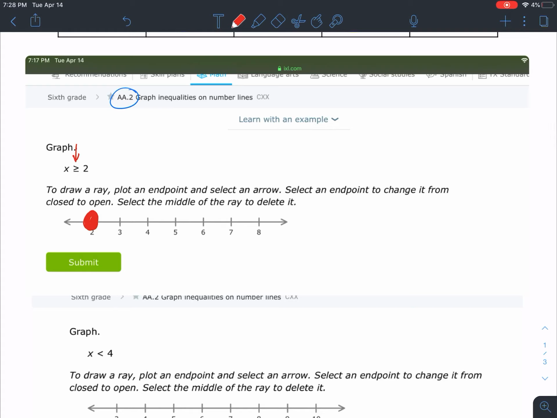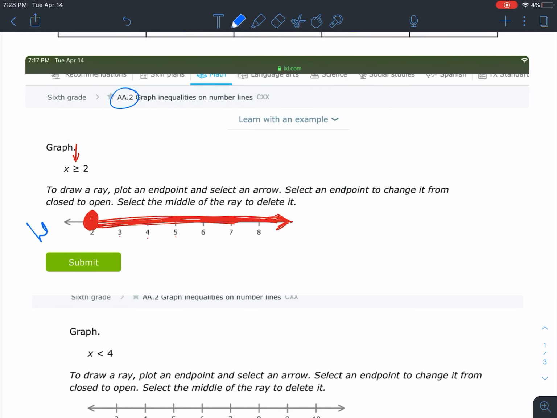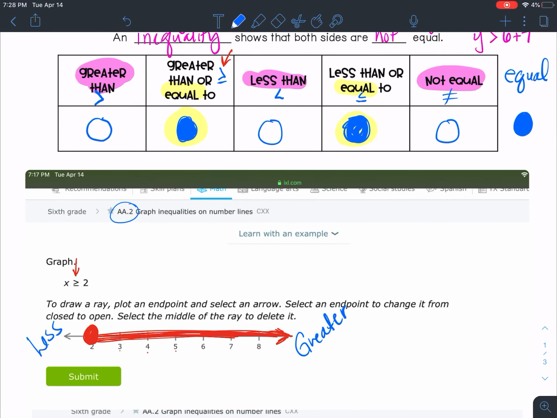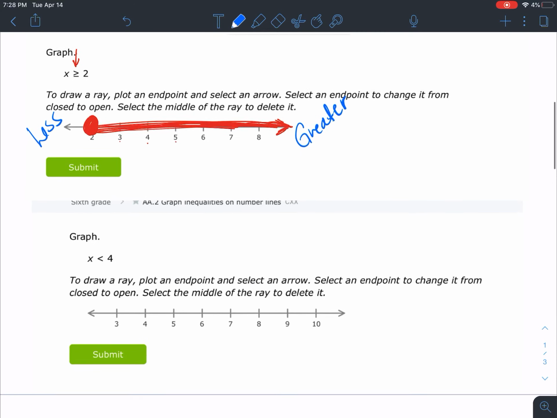If I'm looking for numbers that are greater than 2, I'm going to ask myself, is 3 greater than 2? Yes. 4? Yes. 5. So all the numbers going to the right are greater. So I'm going to shade it in all the way to the end. Remember when I had you guys write less and greater. If it's talking about greater, then I'm going to shade it in all the way to the greater side.